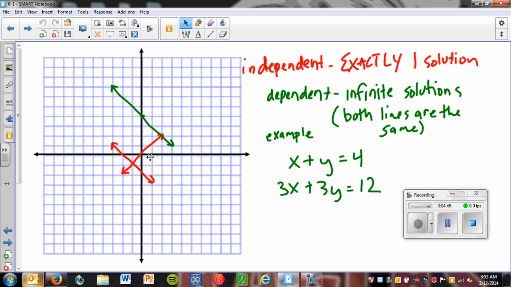Independent means you'll have two lines that cross exactly one time. If you have dependent, you'll have an infinite number of solutions, because even though this looks like one line, it's actually going to be written two different ways. Okay? When I solve both of them for y, or when I plug in x and y, anything here will work. Okay, so it's actually one line directly on top of itself.